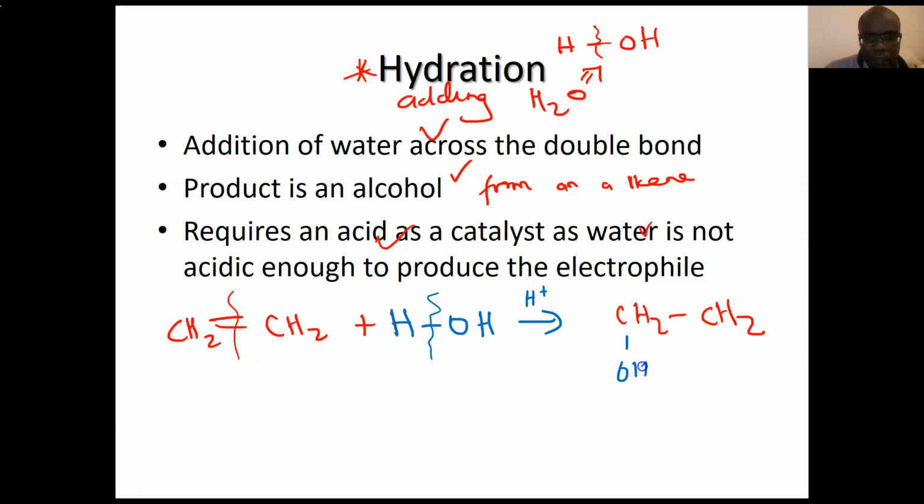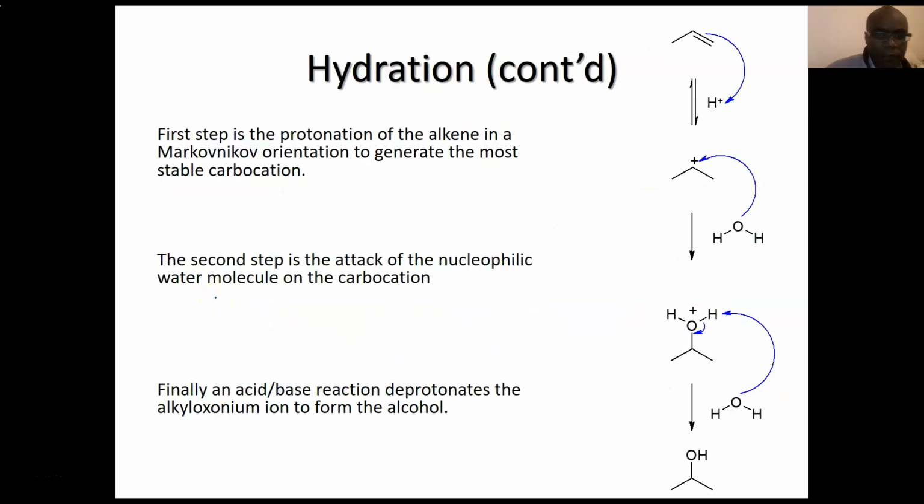So OH will come here, the other H will come here. So in other words, this is the product. So you started from ethene, and you make your beer, ethanol. So that's an example of hydration. You're adding elements of water across the double bond.